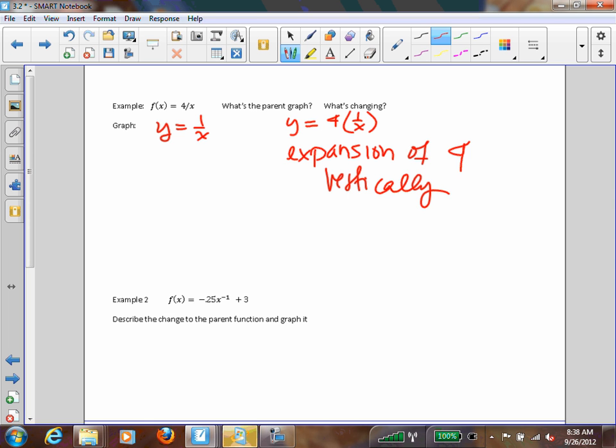Oh, no. I just want you to tell me what's going on with that. Do you know that it's affecting the y? See, if I wanted it to affect the x, I would have said 1 over 4x. Then that 4 would have been down there with the x. So it would have been a compression, wouldn't it have? Of 4. Okay.